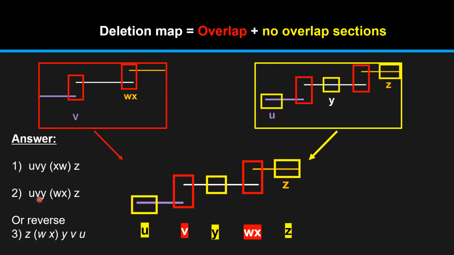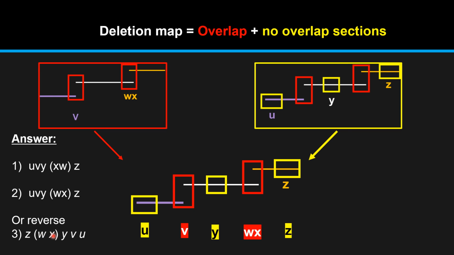Another option could be these three first, and instead of XW, it can go WX. But it can also go in the reverse order. This could be the first one and go in the opposite direction. So it will be ZWX, YV, and U. And again, this W and X can also go in the reverse order, so it can be X and W.